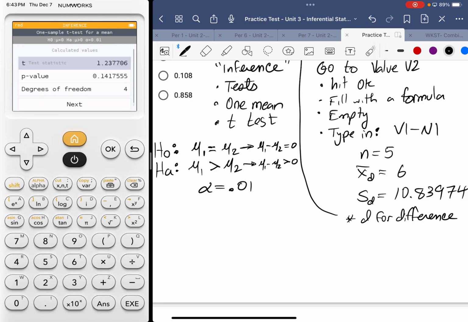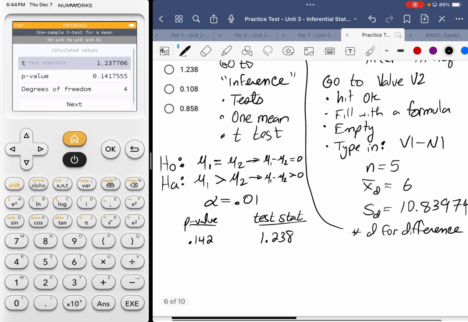Then you go to next, and it tells us the t statistic. So I'll make a little note here. You have your p-value, and you have your test statistic. All right, the p-value is 0.142-ish, and the test statistic is 1.238. Degrees of freedom is 4. We didn't really care about that.